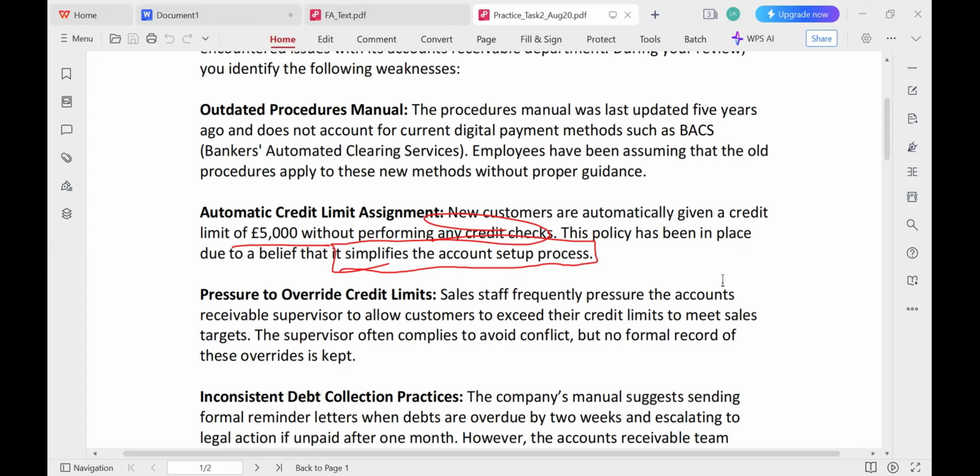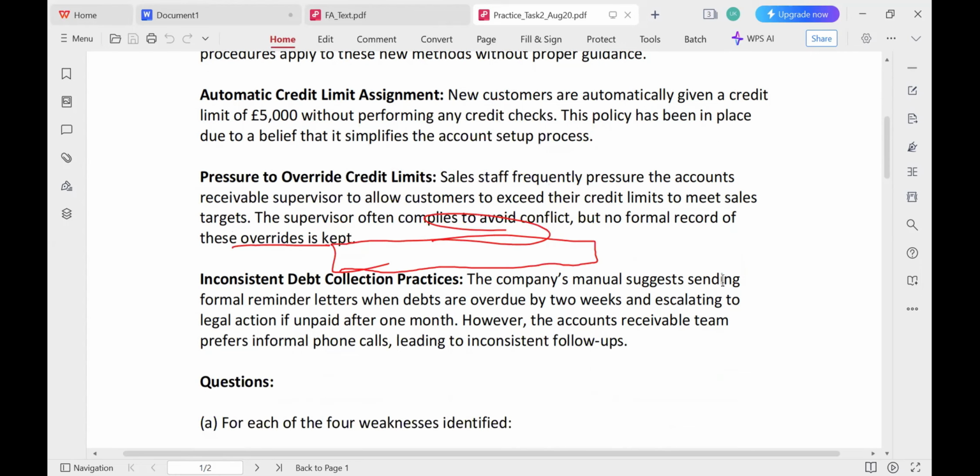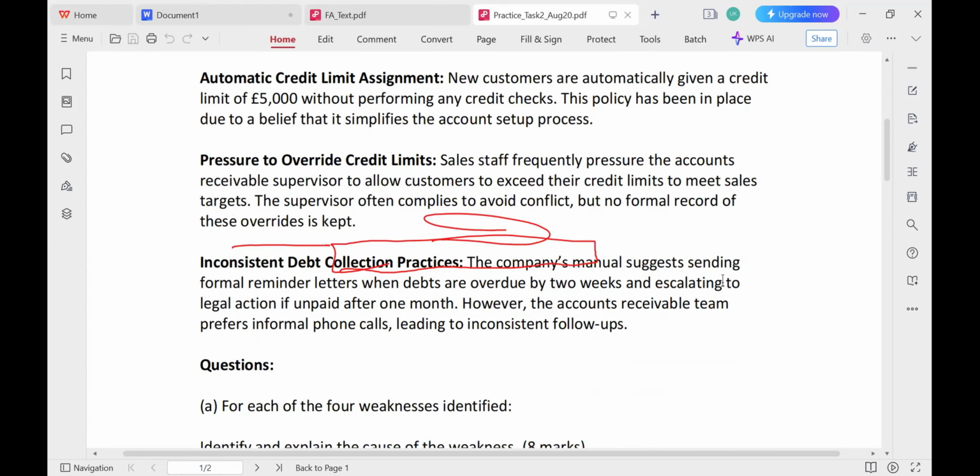Okay, all right. So the fourth thing is pressure to override credit limits. Sales staff frequently pressure the accounts receivable supervisor to allow customers to exceed their credit limits to meet sales targets. So the sales staff is trying to meet their sales target. Even if a customer is not creditworthy, sales staff would be pressuring the accounts department to allow credit limits to those customers.